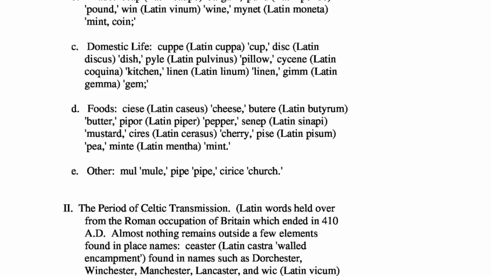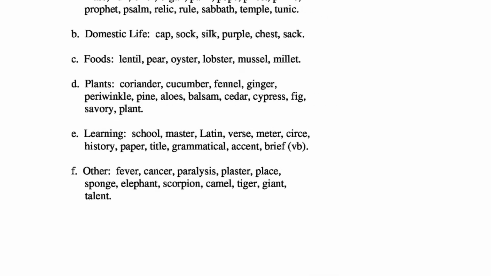Now let's look at the second period. The second period is the time of Celtic transmission. We can find Latin words held over from Roman occupation of Britain, which ended in 410 AD. Almost nothing remains outside few elements found in place names. Ceaster, Latin castra, which means walled encampment, is found in names such as Dorchester, Winchester, Manchester, Lancaster. Accordingly, Wick, in Latin vicum, which means a village, is found in Greenwich.